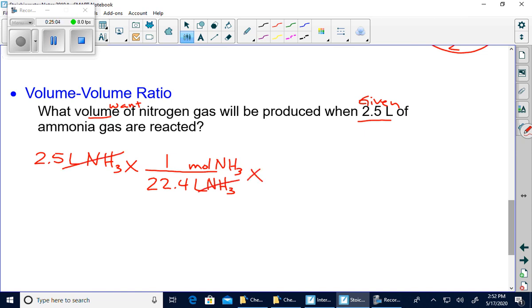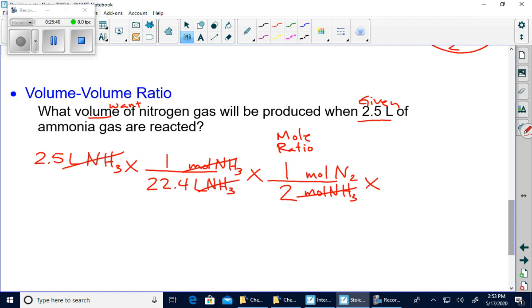Now my next step is my mole ratio step from the balanced equation. Since I have moles of ammonia on the top, I'm going to put moles of ammonia on the bottom so that that cancels. And I want to go to nitrogen, so I'm going to put moles of nitrogen on top. Now, from the balanced equation, 1 goes with nitrogen and 2 goes with ammonia.